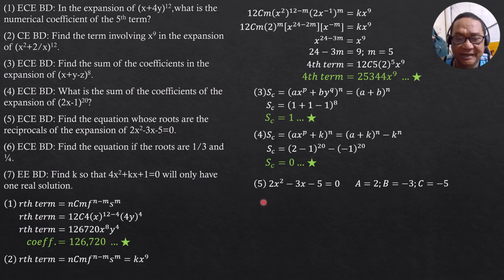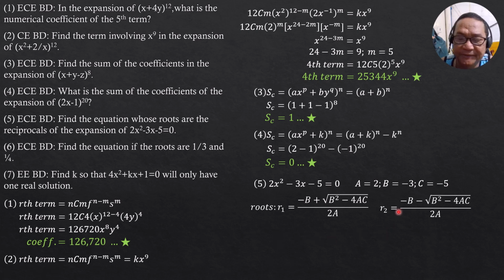So take note that in general, the roots are negative b plus square root of b squared minus 4ac, the first root, over 2a, and the other root, negative b minus square root of b squared minus 4ac over 2a, where b squared minus 4ac, the value of the radicand, is called the discriminant of the quadratic equation. And if that discriminant is 0, there is only one root, and it is called a perfect square trinomial. And let's proceed.